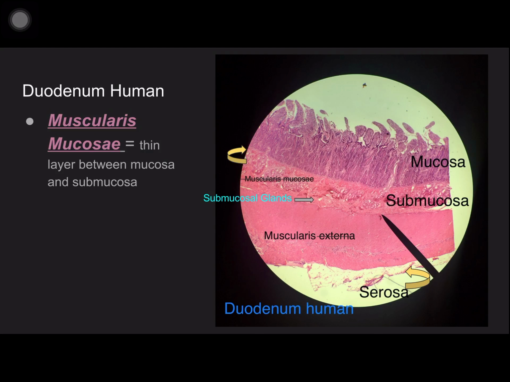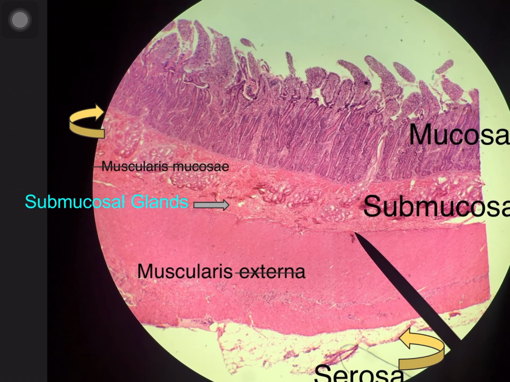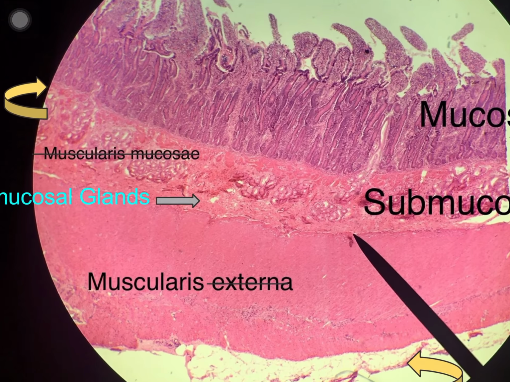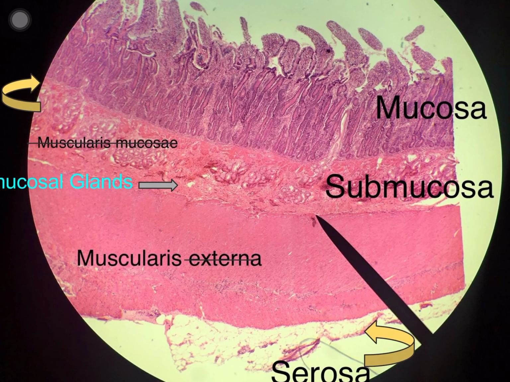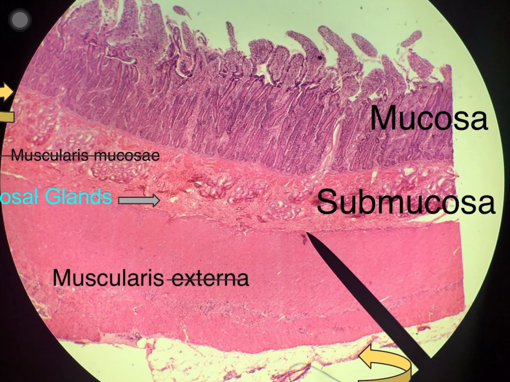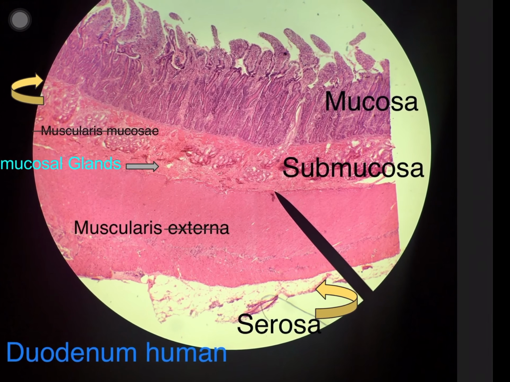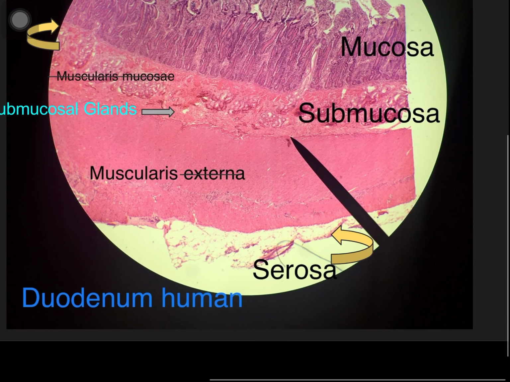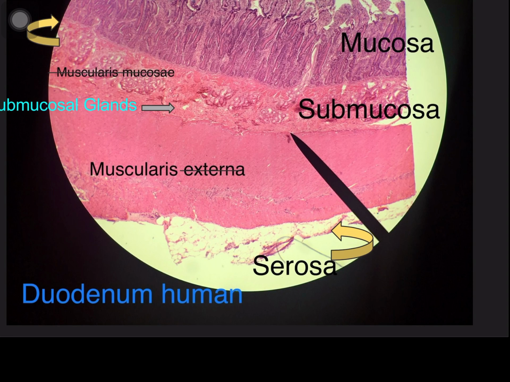Duodenum of a human, muscularis mucosae, the thin layer between the mucosa and the submucosa. So you can really see the muscularis mucosae there. It's very much red. Mucosa is on the very top with some microvilli also. And the submucosa is in between, and the submucosal glands can also be seen. Muscularis externa at the bottom, and at the very bottom, of course, we have a serosa.